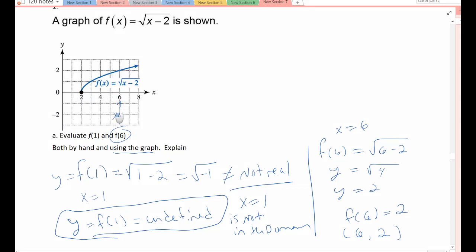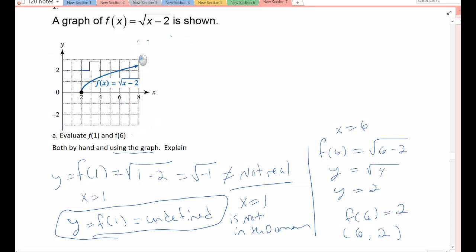So here's my 6, there's my x value is 6, and I go look at the graph. Well, it is paired with the y value 2, right? It is this point, 6, 2, which represents that the function value at 6 is 2. Right? When I plug 6 in for x, I get 2 out for y.